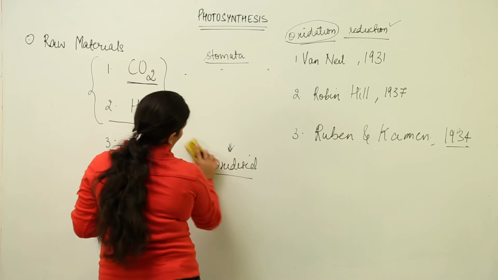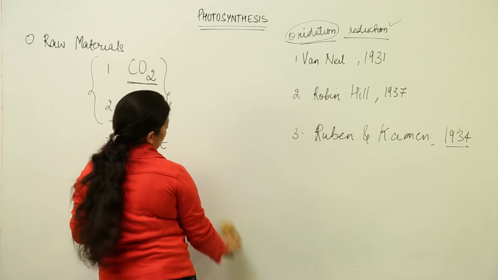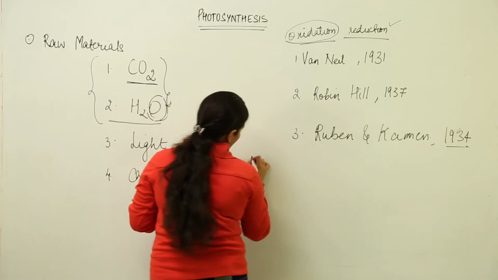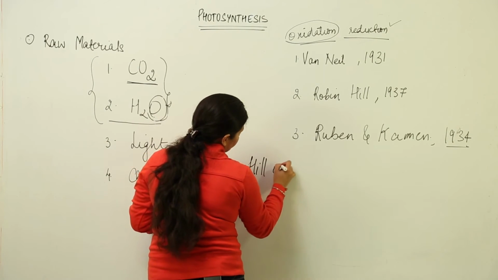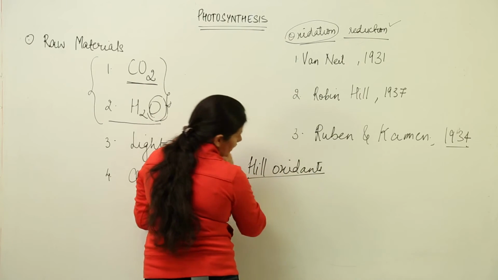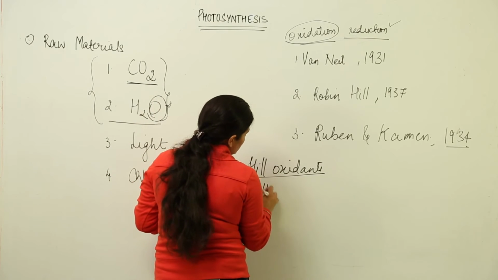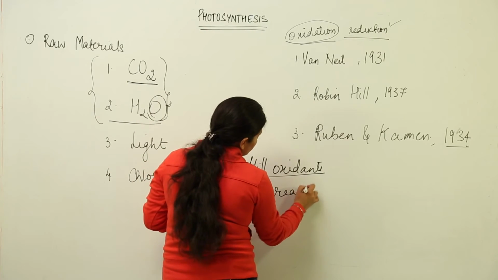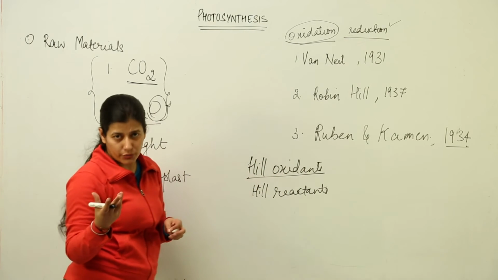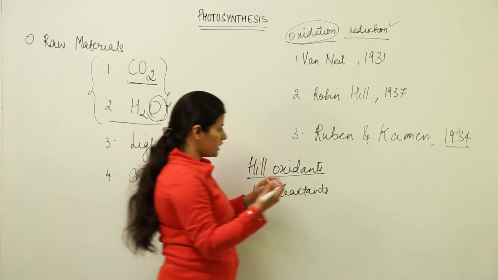in the presence of certain Hill reactants, you have to remember the term Hill reactants or Hill oxidants. The Hill reactants were what? They were certain compounds which could be reduced.